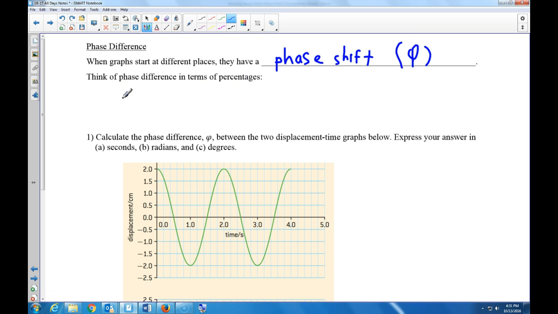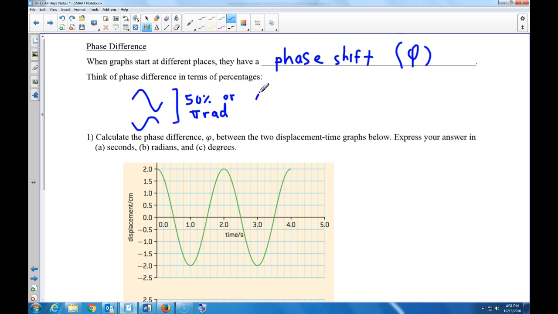So for example, if the graphs look like this, then that is a 50% phase shift. Or what we would really say is, instead of 50% of a cycle, we say pi radians, which is half of 2 pi. The total amount is 2 pi.